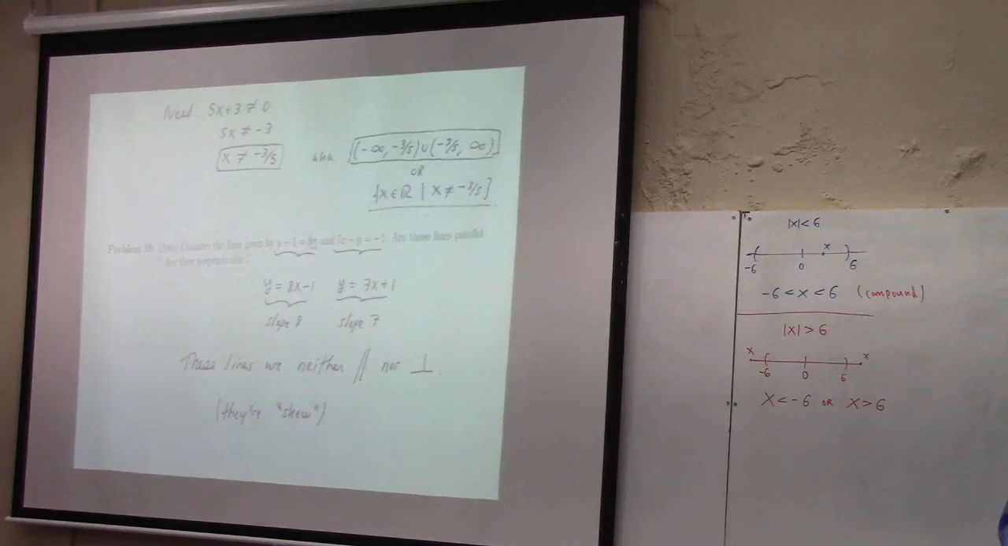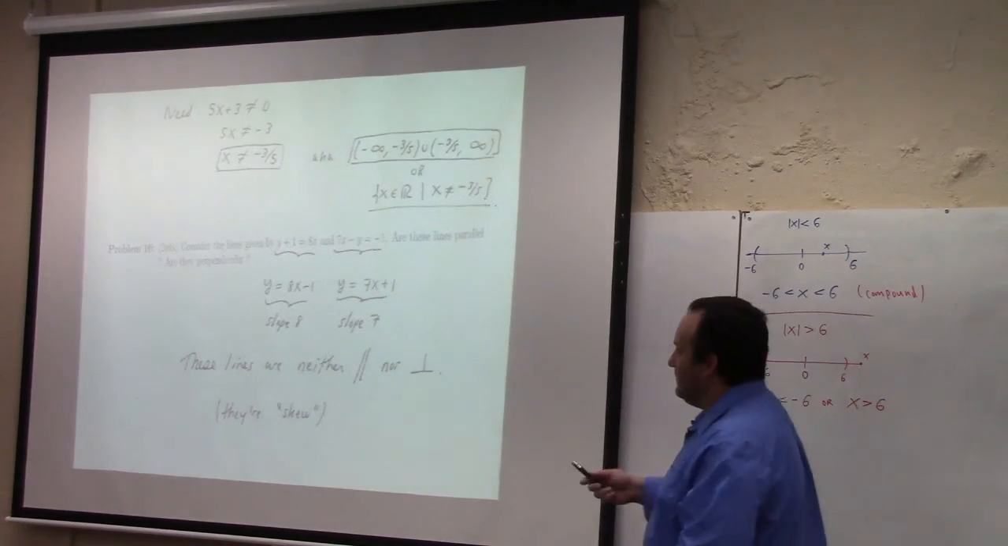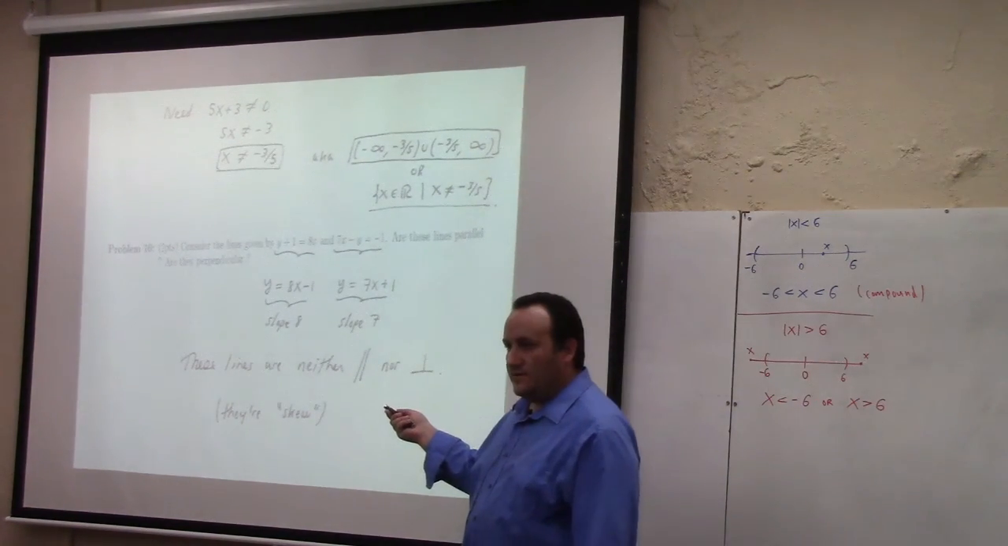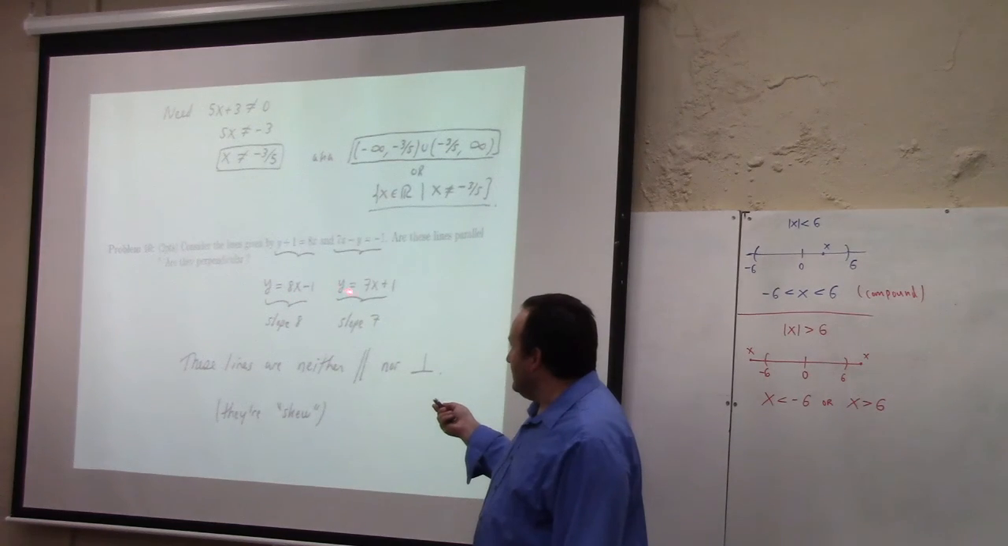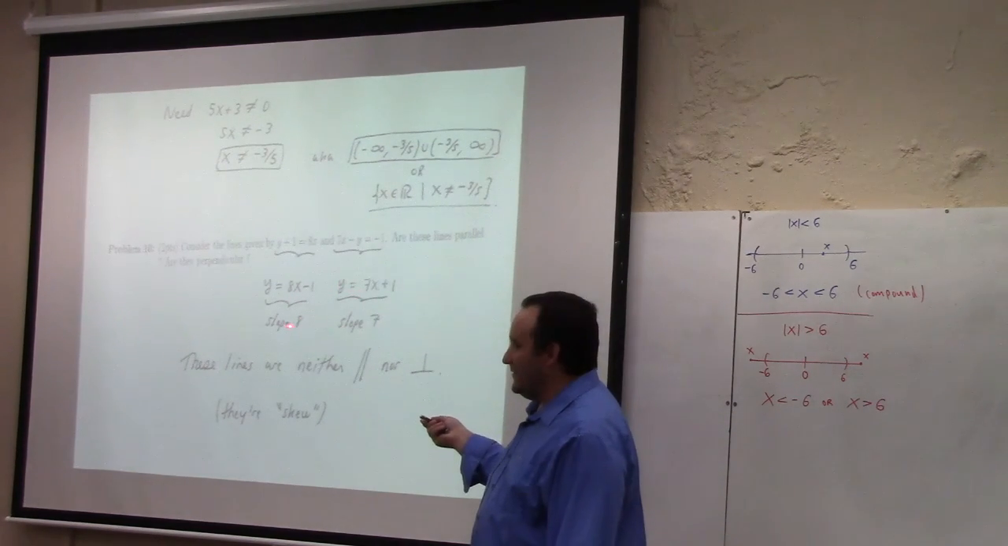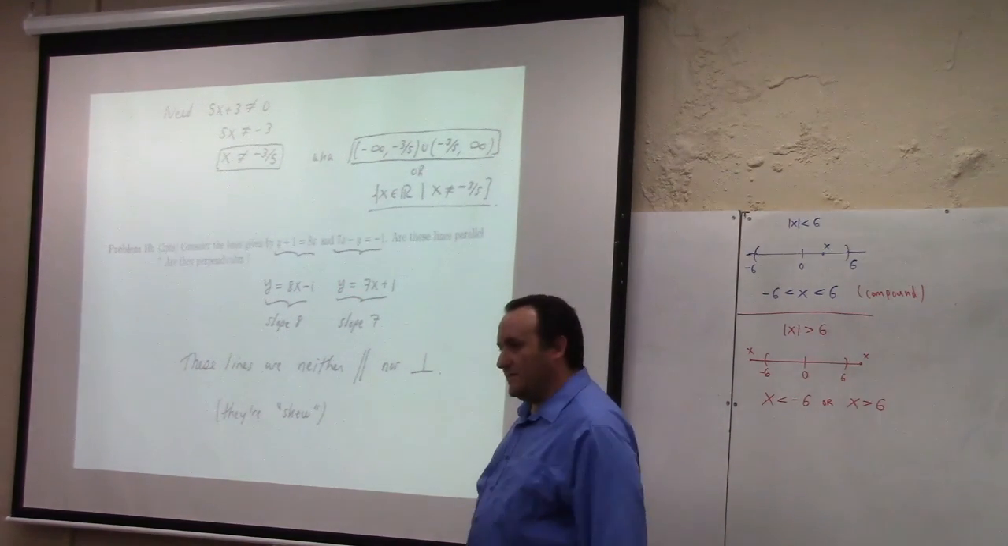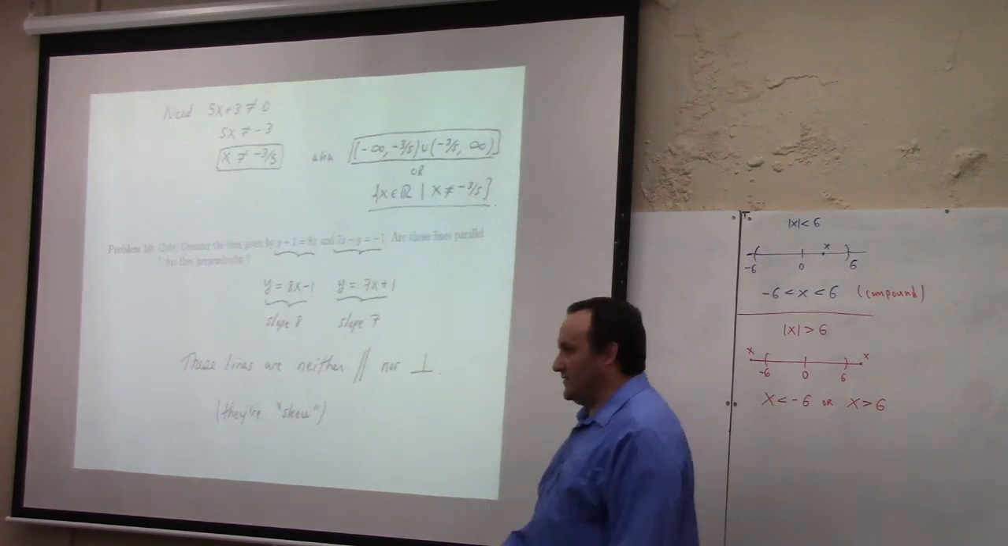Let's see here. This one, no, they're not parallel. They're not perpendicular. If you rewrite them in slope-intercept form, you can see slope 8. You can see slope 7. They're neither equal nor negative reciprocals. They're not parallel. They're not perpendicular. They're just skew.